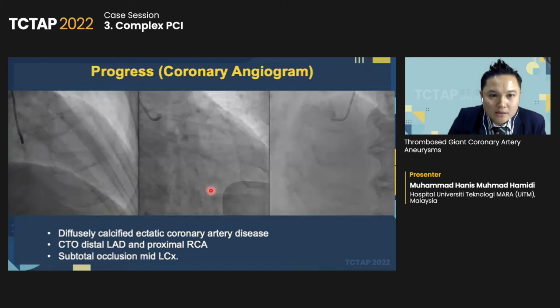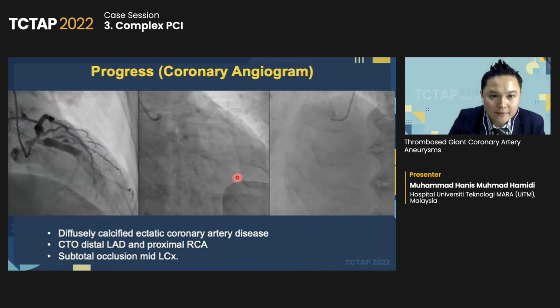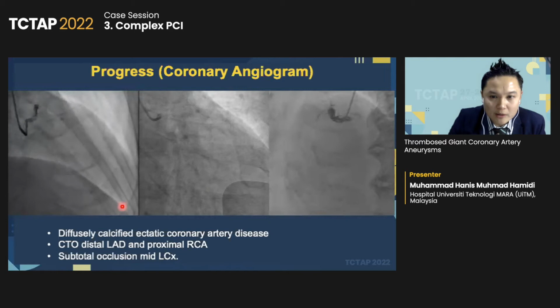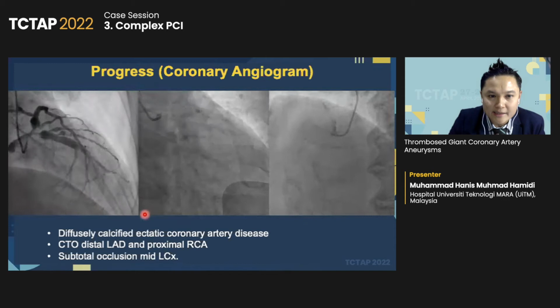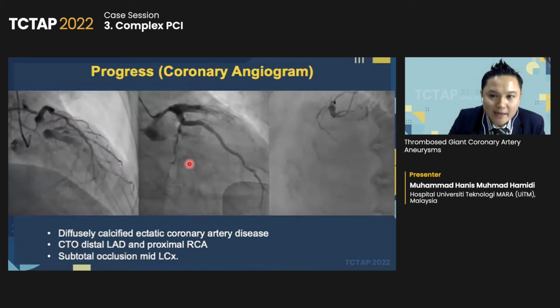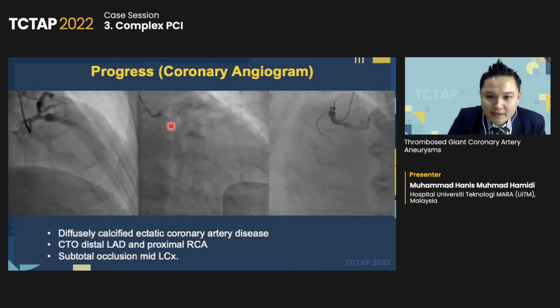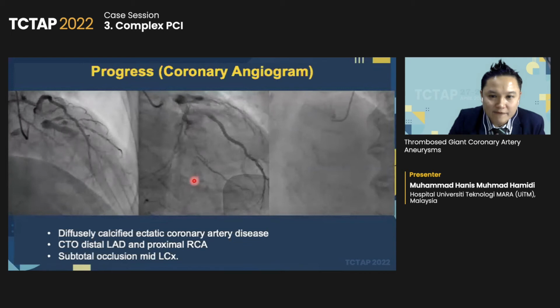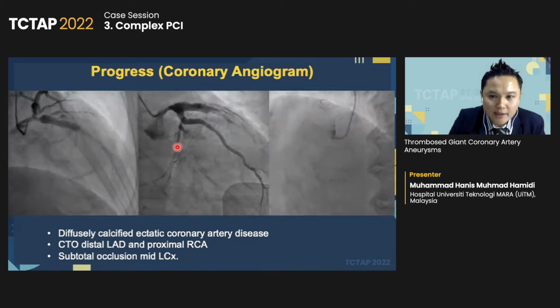So we proceeded with a diagnostic coronary angiography. The first image is the RAO cranial view, which shows diffusely calcified ectatic proximal LAD and also a D1 disease with CTO at the mid LAD. The second image is the AP caudal view, which showed diffusely ectatic proximal left circumflex disease with CTO at the mid left circumflex with some antegrade flow to the distal left circumflex. There was an obvious calcified lesion at the point of total occlusion at the mid left circumflex.